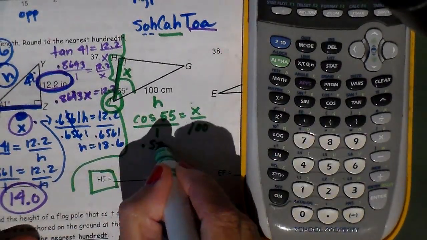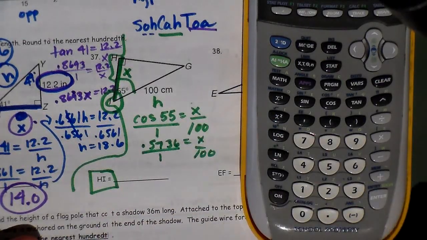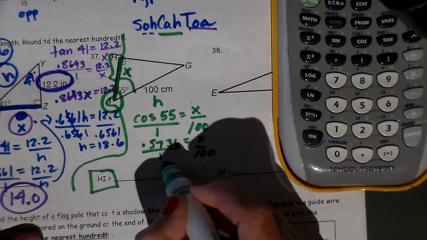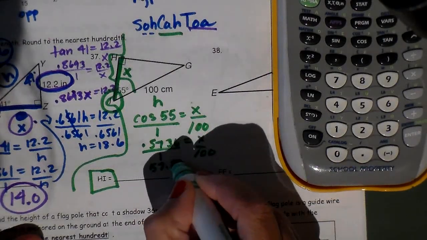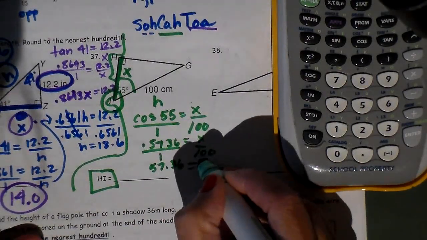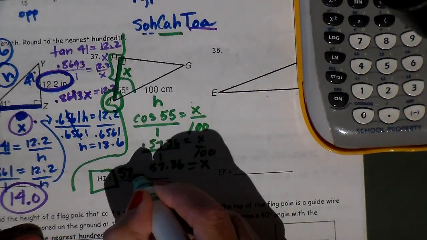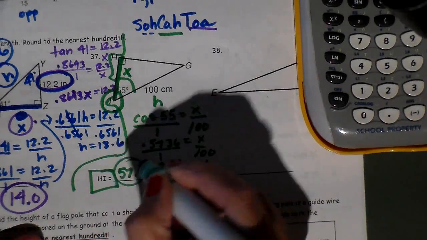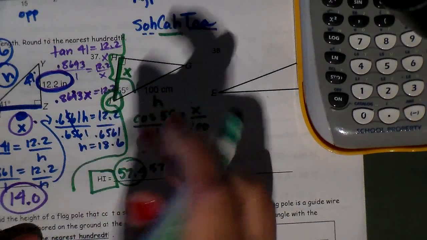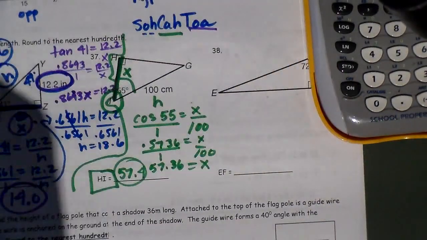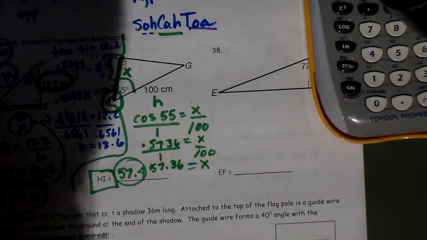0.5736 equals x over 100. And then what are you going to do? You guessed it, cross multiply. So 0.5736 times 100 is 57.36, and x times 1 is x. Okay? So HI is 57.36, or you can round to 57.4. Again, the cosine of the angle is equal to the adjacent over the hypotenuse. We're looking for adjacent.